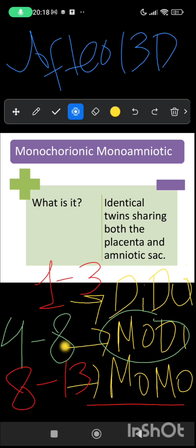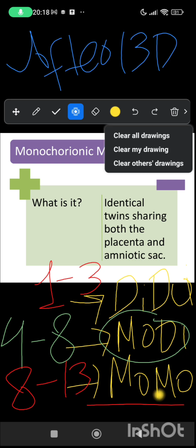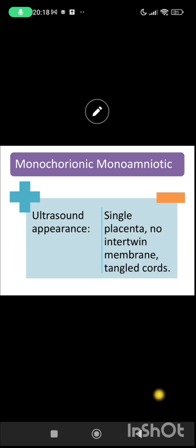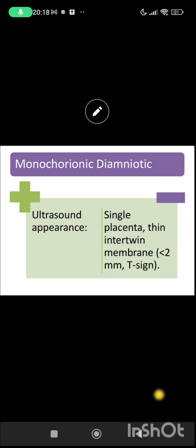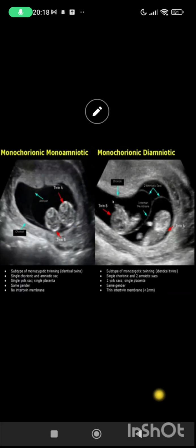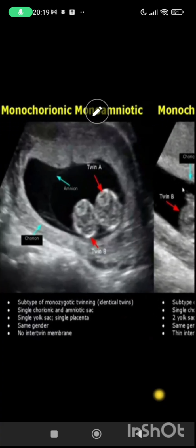If between 4 to 8, monochorionic diamniotic. If late, then monochorionic monoamniotic gestation. Now, because time is very short and we have to cover so much, we will focus mainly on the images. Now here we can see a monochorionic monoamniotic twin gestation image.